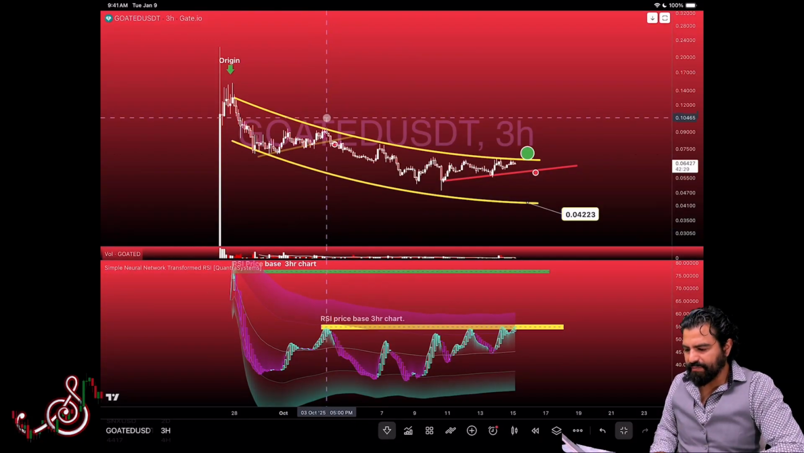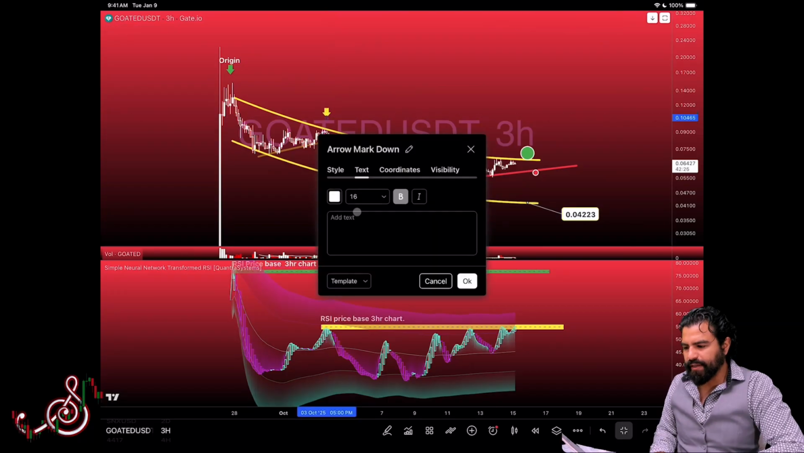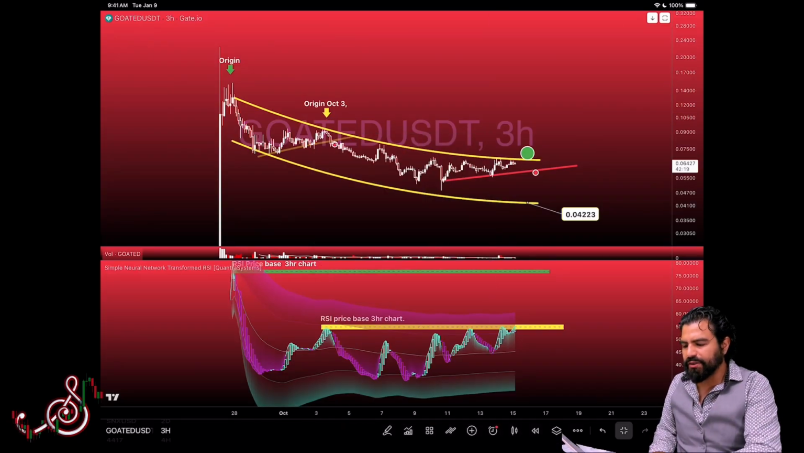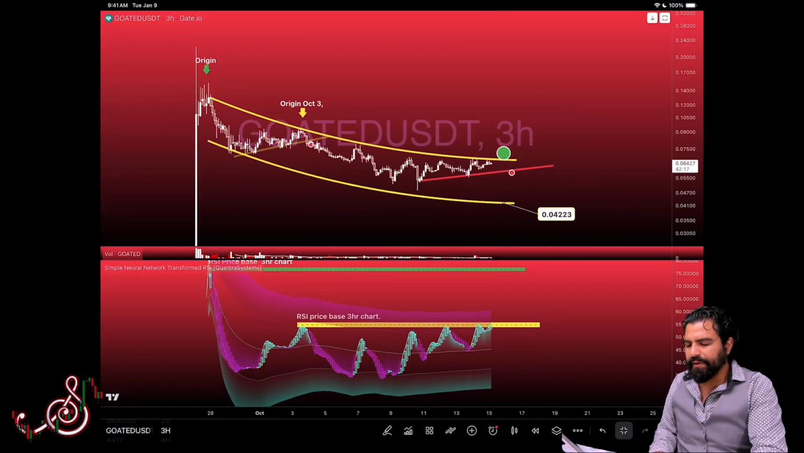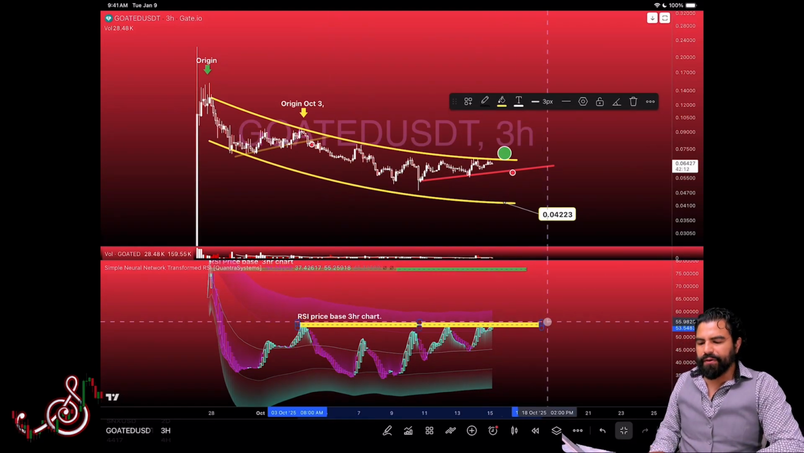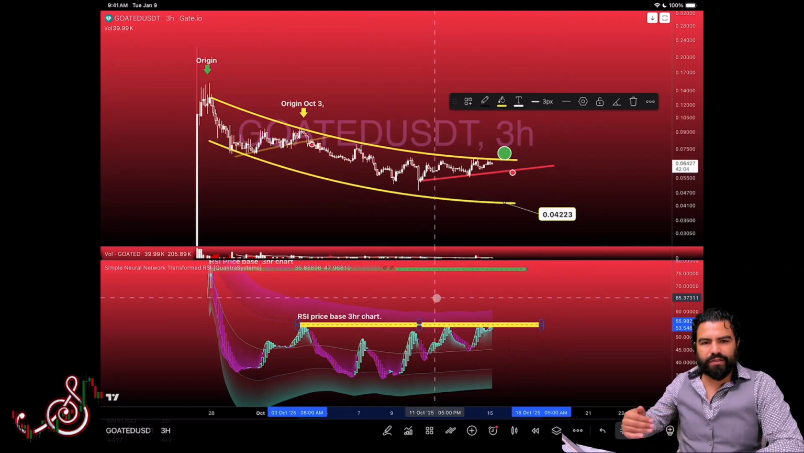We're going to give this a top. We're going to click origin, or type origin. We're going to put the date October 3rd. Okay, origin October 3rd. And now we're going to make sure we do this setting. It's important. I'm going to click the RSI and I'm going to click the 3 dots, visibility on intervals, current interval only. I only want to show this on the 3-hour chart.